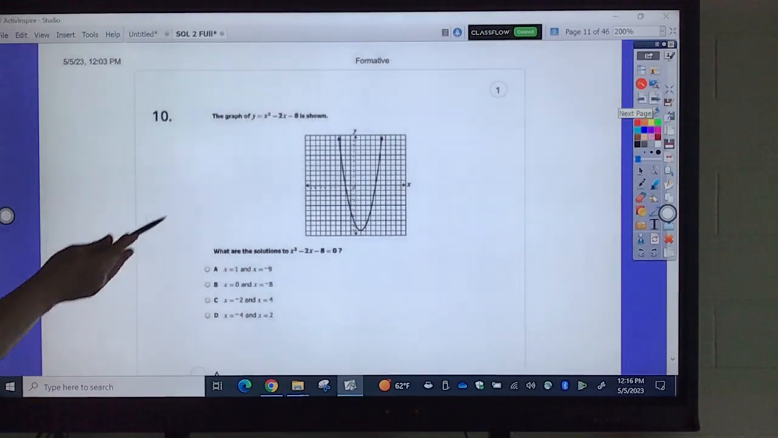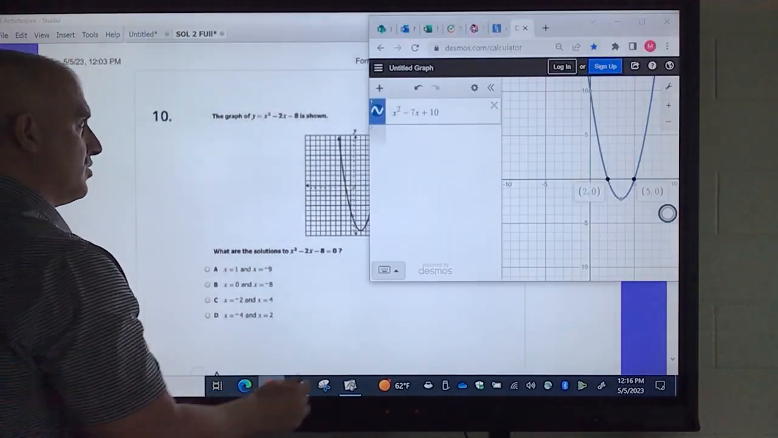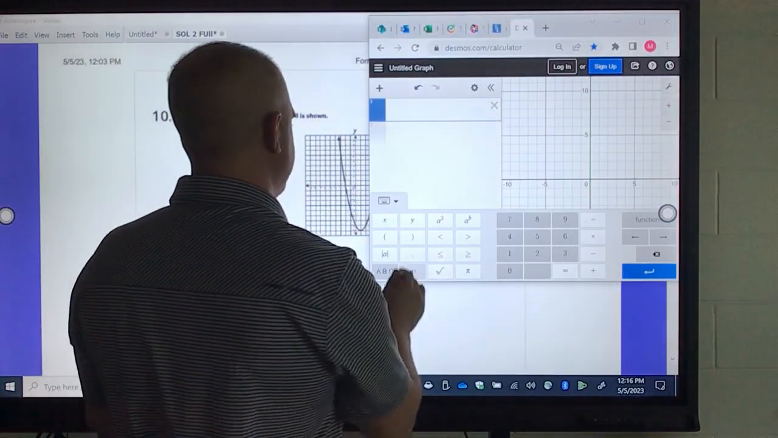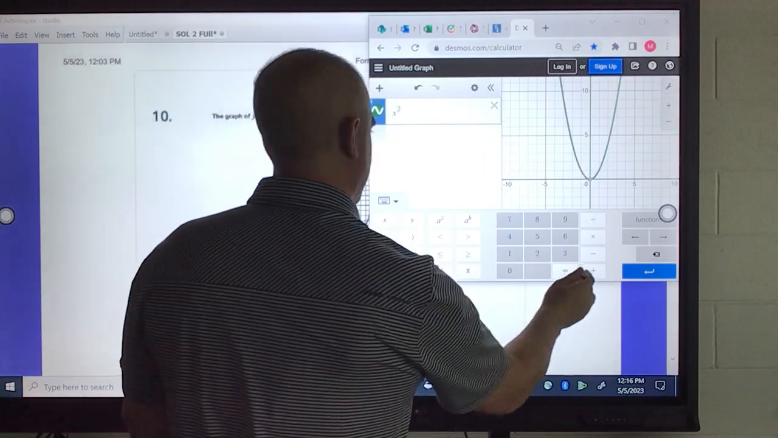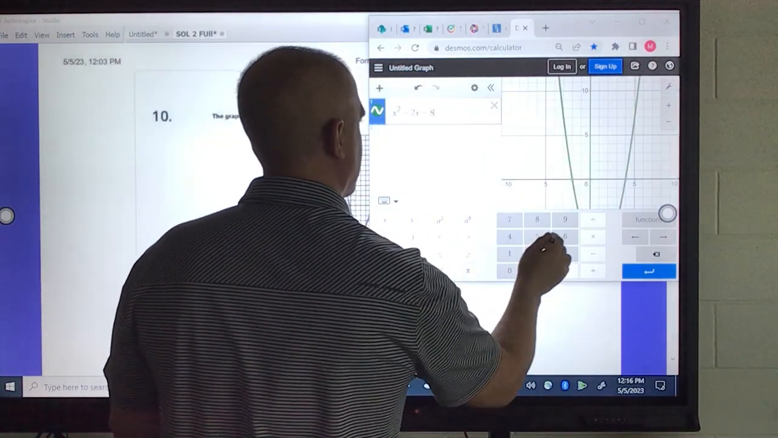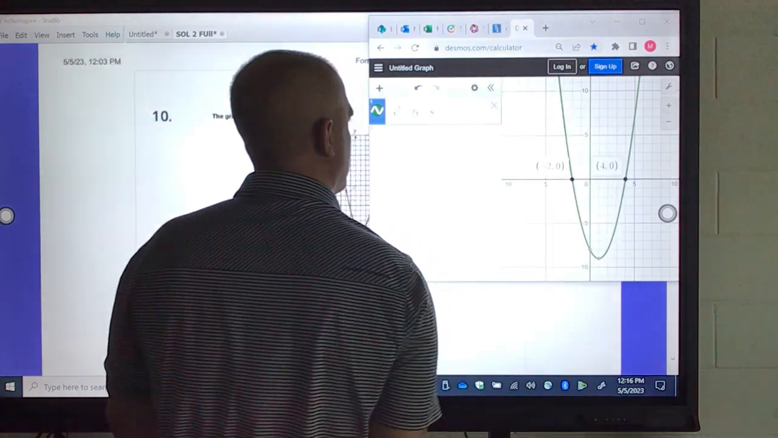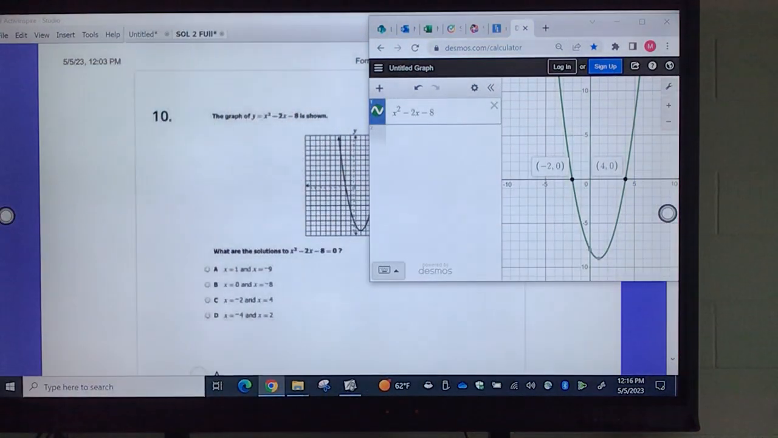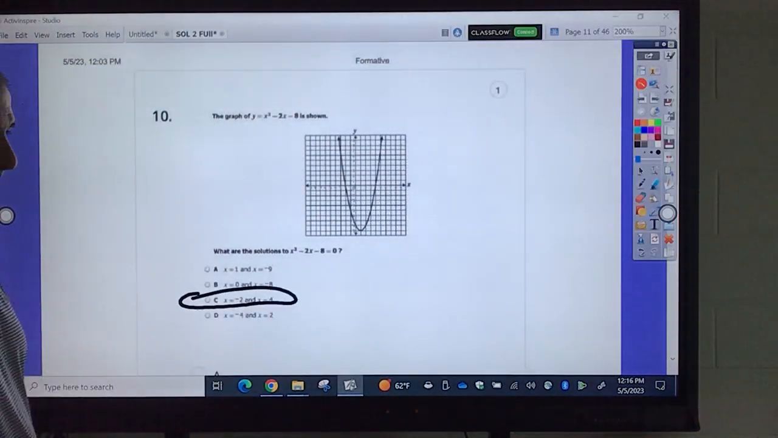Another one, graph, equation, solution. Once again, type that in: x squared minus 2x minus 8, crosses here at negative 2, crosses here at 4. Negative 2 and 4, C.